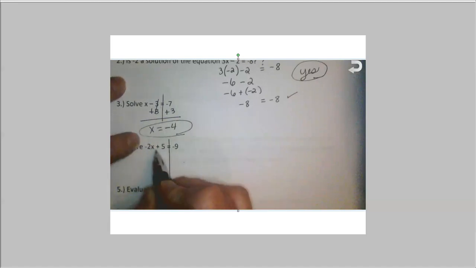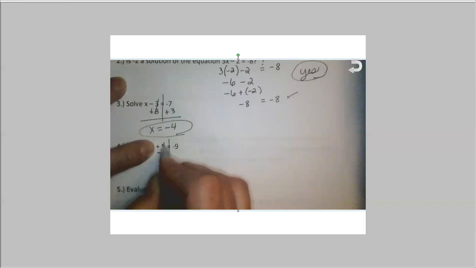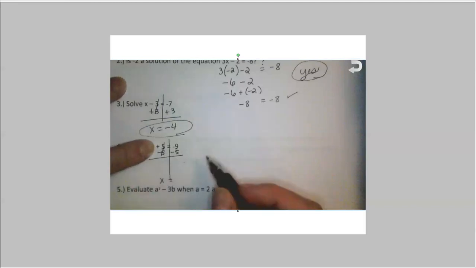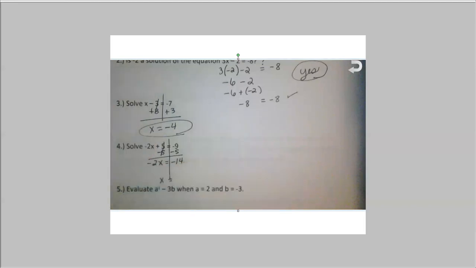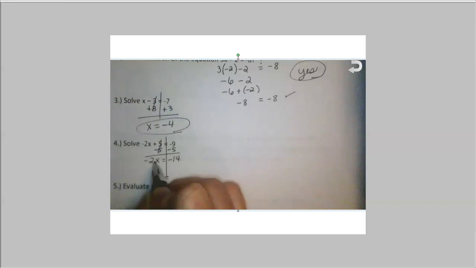I'm going to save that number with the variable for last. So instead of plus 5, I take away 5. Negative 9 minus 5 would be negative 14. I'm going to bring down that negative 2x. Now it equals negative 14. This is the same as negative 2 times x, and the opposite of multiplication is division. So x would equal, with that division, a positive 7. Negative 14 divided by negative 2 is positive 7.